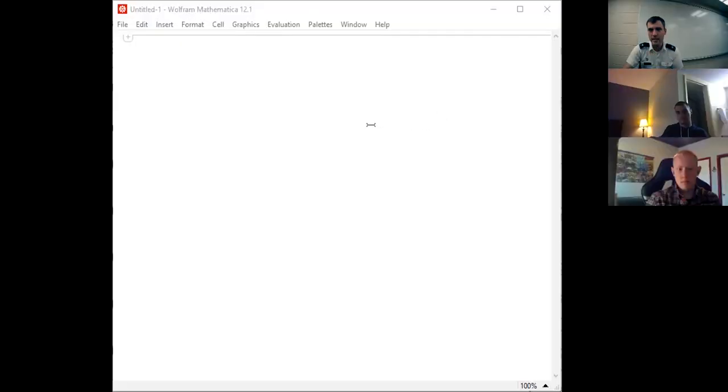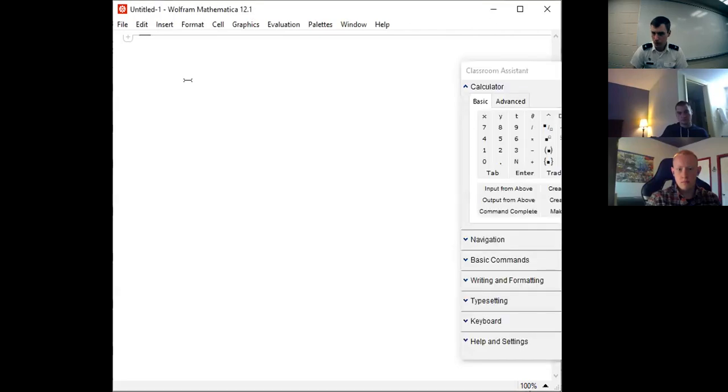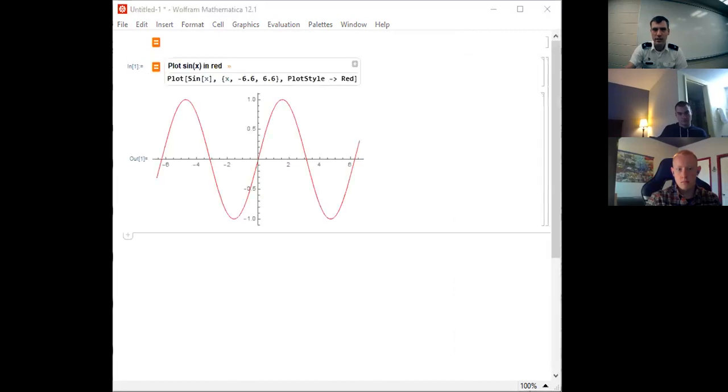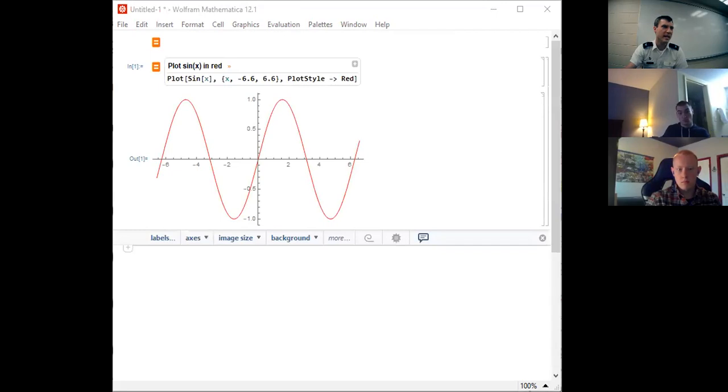So Mathematica is really powerful. I can type. If I click in here and click at this little plus sign right there and do the freeform input, I can try something like this: plot sine of x in red, and then it's going to think for a second, and then yeah, that's cool, right?